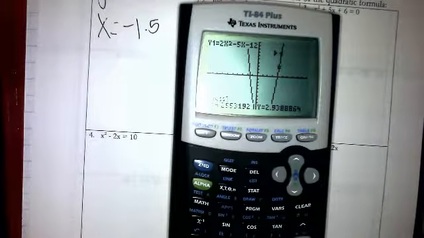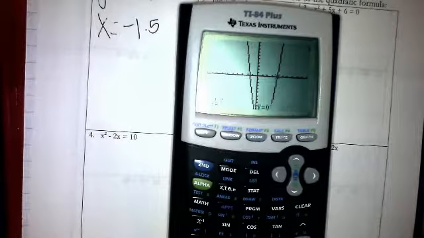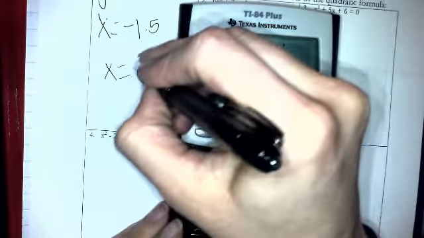Hit enter. It's saying guess. So I hit enter one more time. What is my other x-intercept? 4. X equals 4. And those are my 2 solutions.